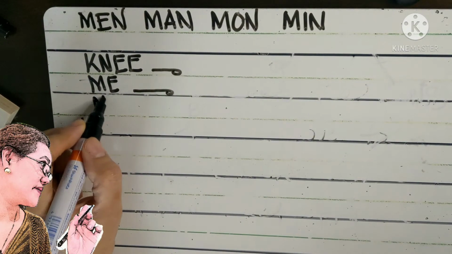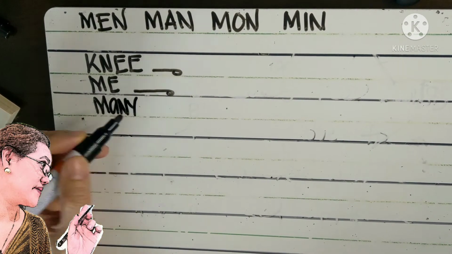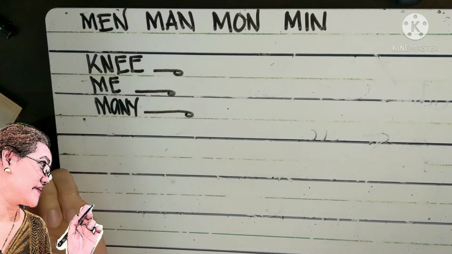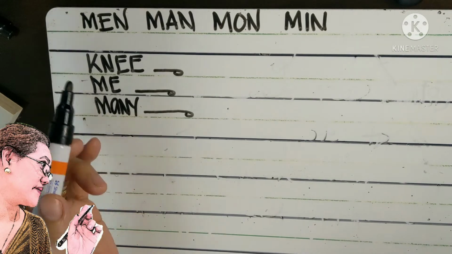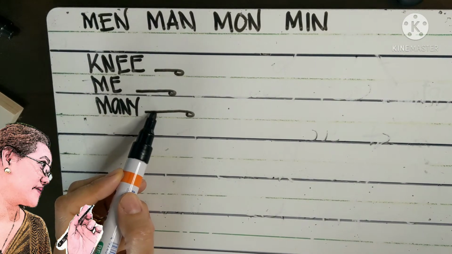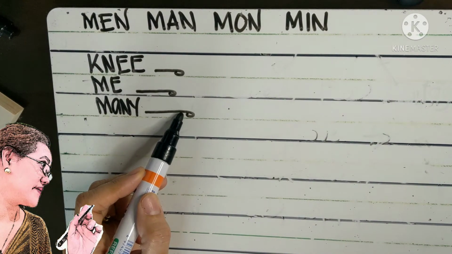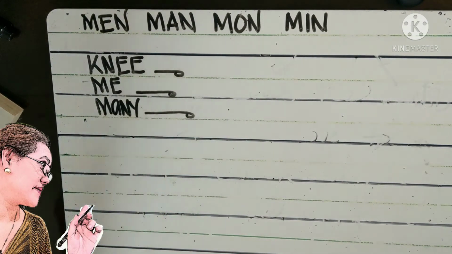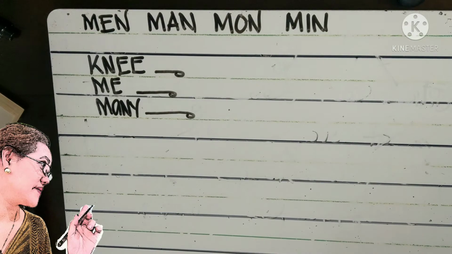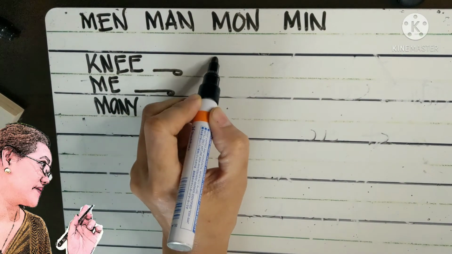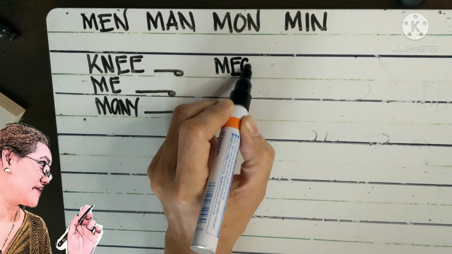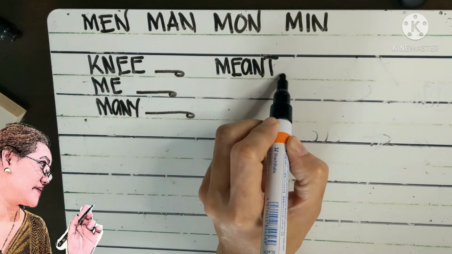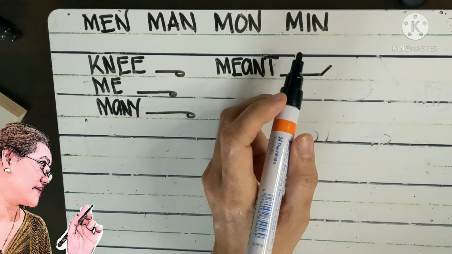For many, that is M-N-A. So combination of M and then N, so longer than letter M. Okay. So example, milk, that is M-N-T.